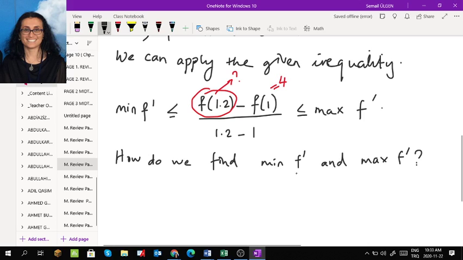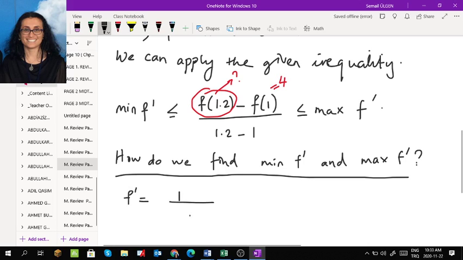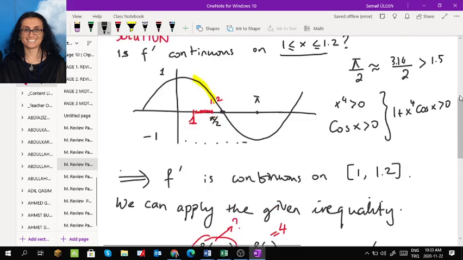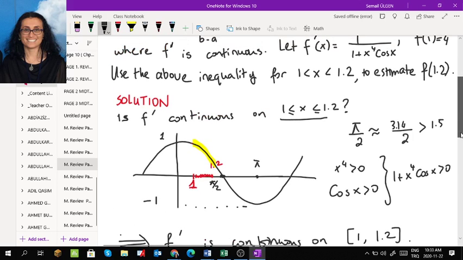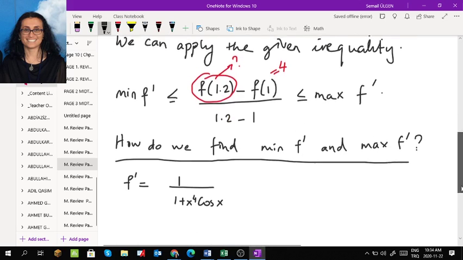So actually you know how to do it. First of all, we want to know how this function behaves on 1 to 1.2. Is it increasing or decreasing? How do I know? I take the derivative of f prime. So f prime is equal to 1 over 1 plus x to the 4 cosine x. Let's take the derivative one more time.